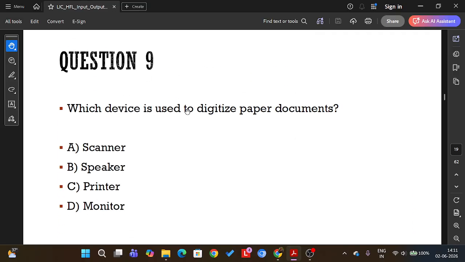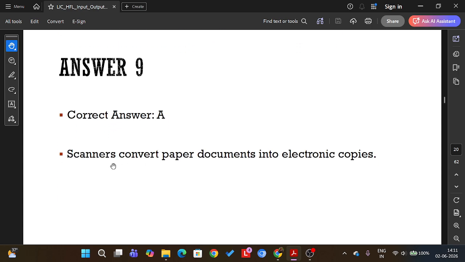Question 9. Which device is used to digitize paper documents? Scanner, speaker, printer, monitor. Which device among them digitizes the paper documents? It would obviously be scanner, as we learned before as well. A scanner converts paper documents into electronic copies.